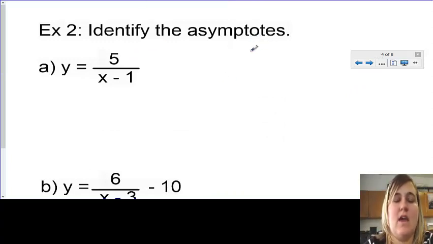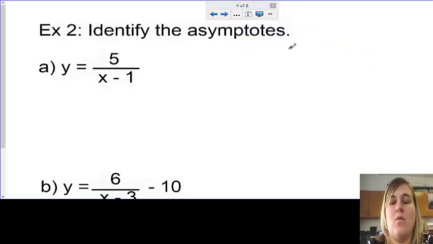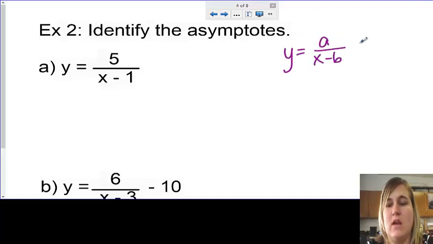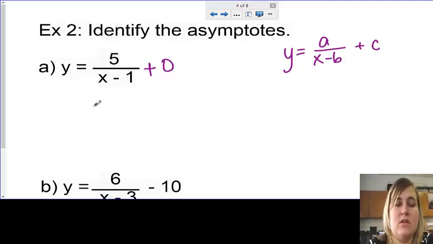Alright, so it says identify the asymptotes. First of all, I'm going to rewrite my standard form for these functions, which is y equals a over x minus b plus c. On this one, it is in this form except it doesn't have the plus c. So what can I add to this and not change its value? Well, that's 0. My first asymptote is going to be where x is equal to b. Since this is negative and it's negative in my formula, then it's just 1. And then y, I set equal to c, which here is 0.